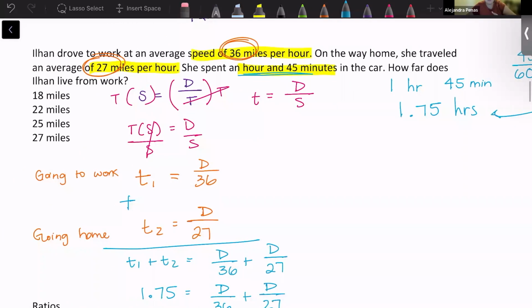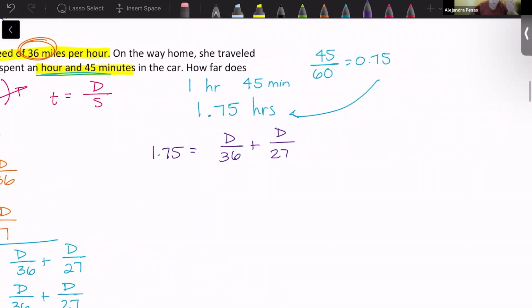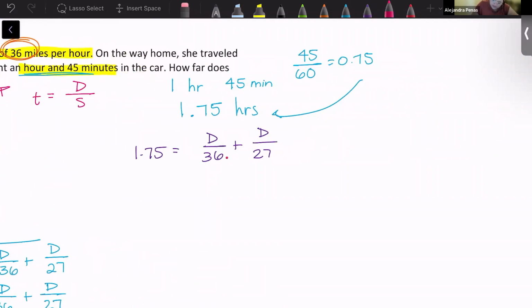All right, so now we have this formula. Now we finally have an equation that only has one variable and it's the variable we're looking for. So let's work with that. Now, we need to be able to add these two fractions, and the number one requirement for adding fractions is same denominator. So don't overcomplicate your life, wasting time thinking, oh my God, when will these two numbers be the same? Just multiply them. So I'm just going to multiply this times 27 and this times 36 because automatically they're going to have to be the same number. So 1.75 is equal to 27D.